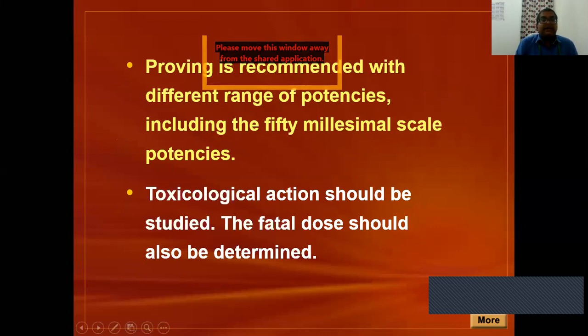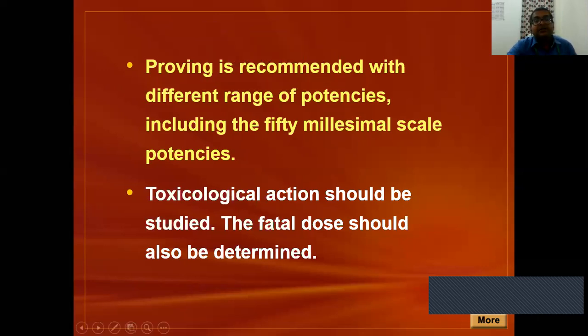Then proving is recommended with a different range of potencies, including the 50 millesimal scale potencies. Toxicological action should be studied. The fatal dose should also be determined. Means you have to know about the different doses. You should do drug proving in 30 potency also, 200 potency also, 50 millesimal potency also. You have to know the toxicological action, what the toxic effect of that particular thing is. And you have to also determine the fatal dose. Fatal dose means how much dose you give to your patient that will cause any type of harm.